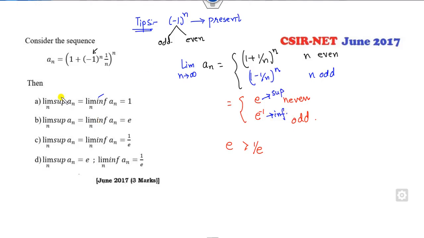Now look at the options. He said both are same. Wrong option, because one is e and the other is 1 over e. Again he said both are same. Supremum is e, infimum is 1 over e is the right answer of the problem.